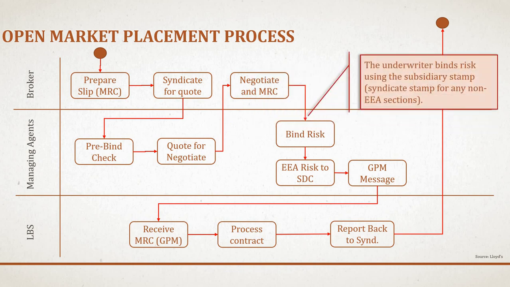Going forward, once the underwriter binds the risk using the subsidiary stamp, I will show you in the next slide how the subsidiary stamp looks, and the syndicate stamp for any non-EA section. For the EA business, the underwriter will be using the subsidiary stamp, and for the non-EA business, it is used as a normal stamp.